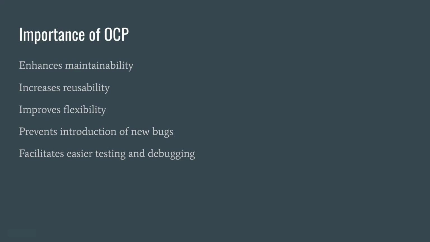Second, it increases the reusability of your code. Components designed with OCP can be reused in different contexts without modification. And finally, it improves the flexibility of your software, making it easier to adapt to changing requirements. So OCP helps create software that is reliable, scalable, and easier to test and debug.